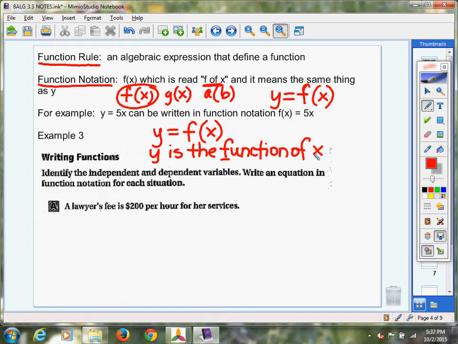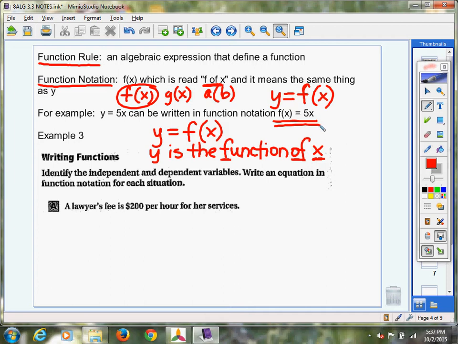Okay? So if you want to look at this, f of x. F is function. Y is the function of x. In other words, I got to plug something in for x to figure out what y is. That's a function. That's what a function is. So I gave you an example. I said, okay, y equals 5x. You can write that like this. F of x is equal to 5x. Because f of x is another name for y. They're interchangeable. Okay? They're interchangeable.